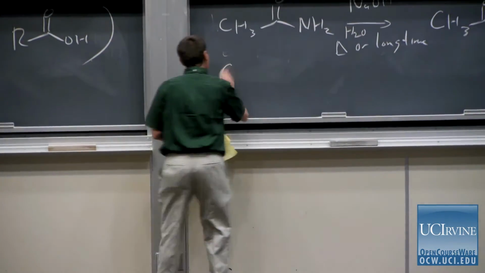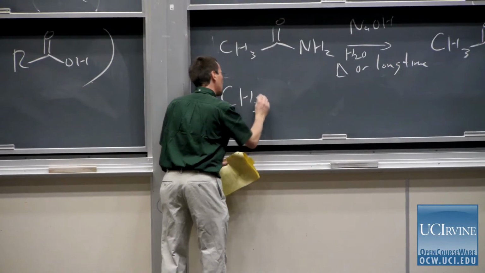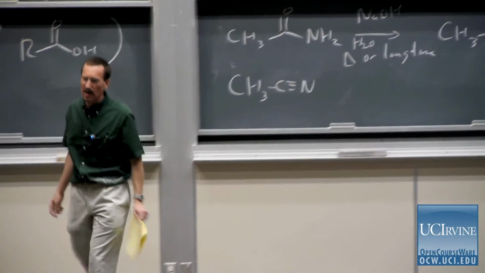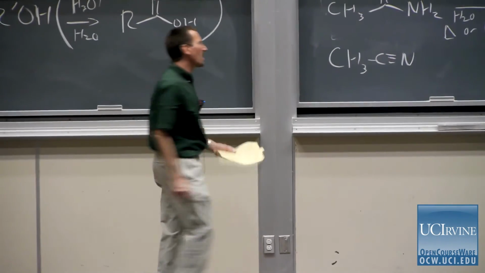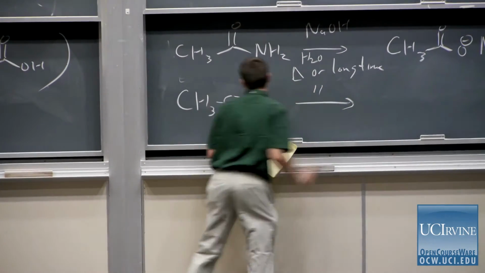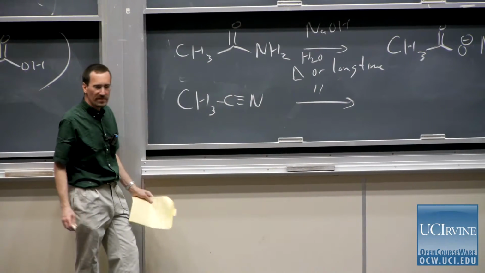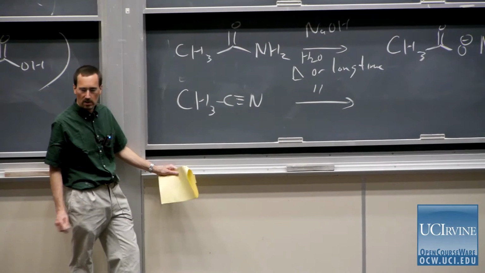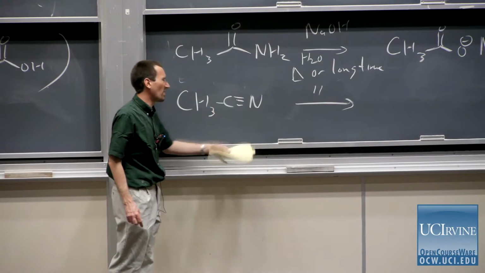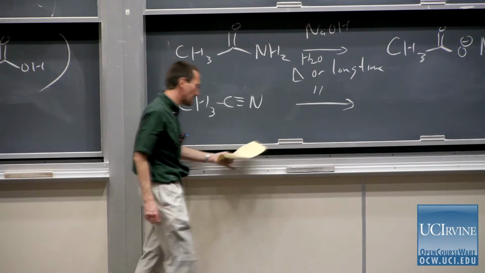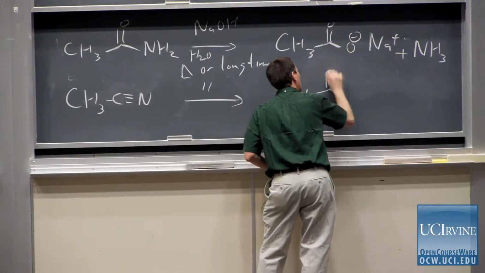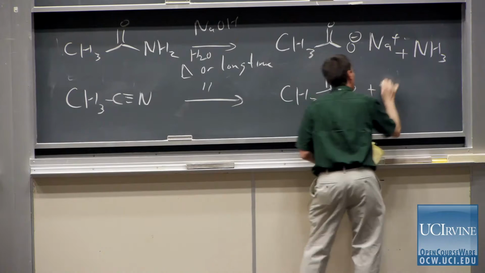And again, nitriles are maybe a hair less reactive than amides. I know that problem comes up on your Sapling. But honestly, I don't think of them personally as being very different. So I can say ditto: if I take acetonitrile and treat it with sodium hydroxide in water, maybe with heat or a long time, a few hours, I'll get, again, sodium acetate plus ammonia.